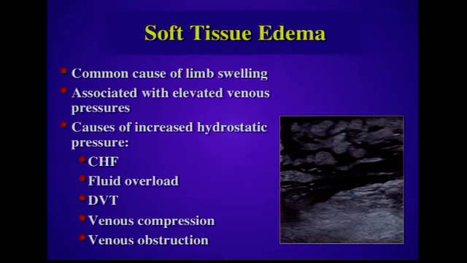This obviously is a common cause of limb swelling. It is associated with elevated venous pressures. Causes of increased hydrostatic pressure include congestive heart failure, fluid overload, as well as deep vein thrombosis, venous compression, and venous obstruction. On this grayscale image, you can see fluid interspersed between the soft tissues of the lower extremity.